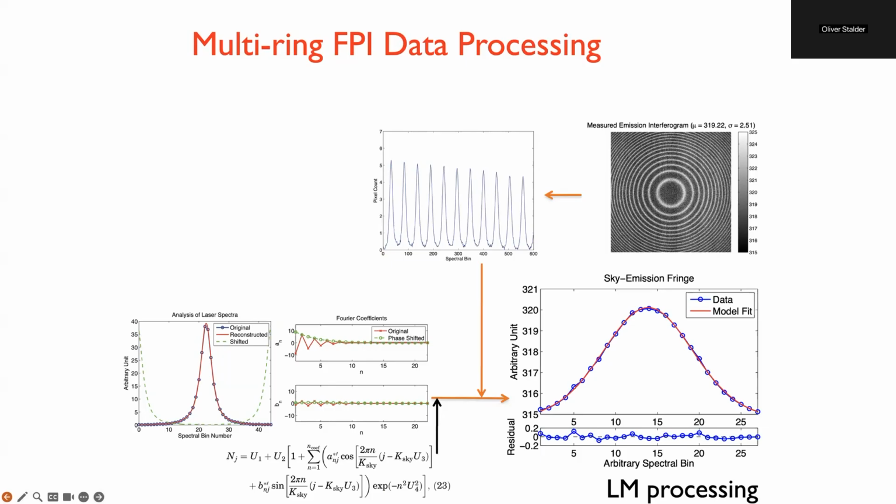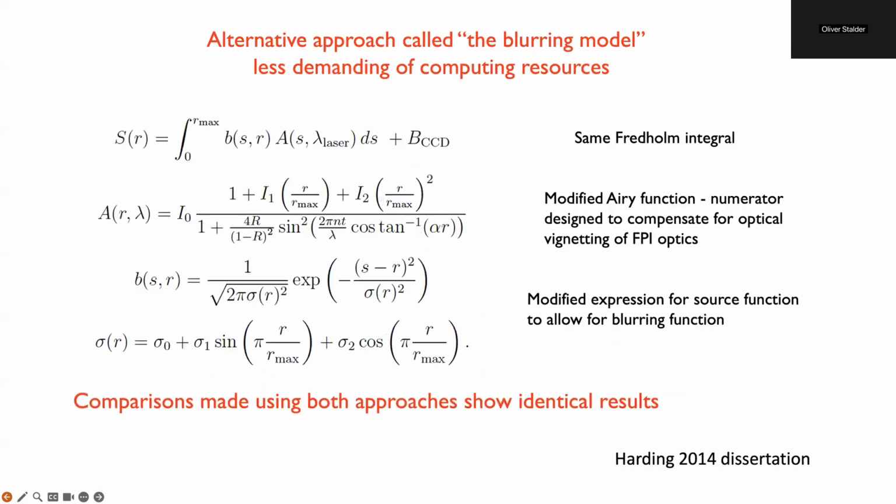So this is an approach that works, but it's quite complicated and cumbersome because of the multiple coefficients of the Fourier series used to represent the instrument function. Brian Harding introduced an alternative approach that is summed up right here. And this is referred to as the blurring model. It's much less demanding of computing resources and is simpler to follow. There, the top line is the Fredholm integral that I showed you before. The B function there is the blurring model, but also represents the Gaussian distribution of thermal atoms.